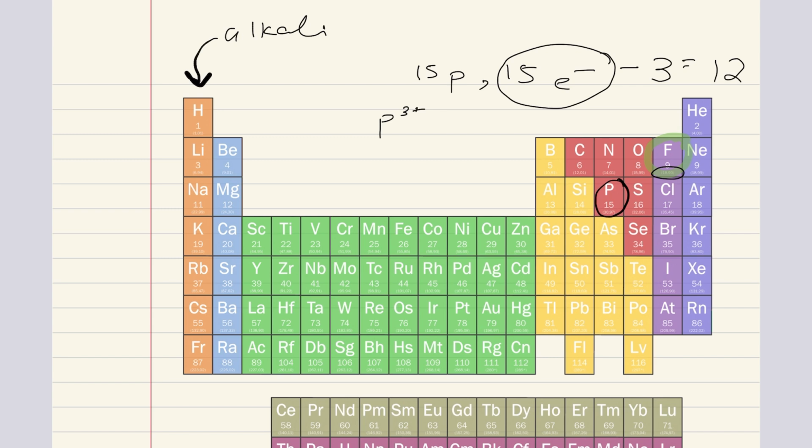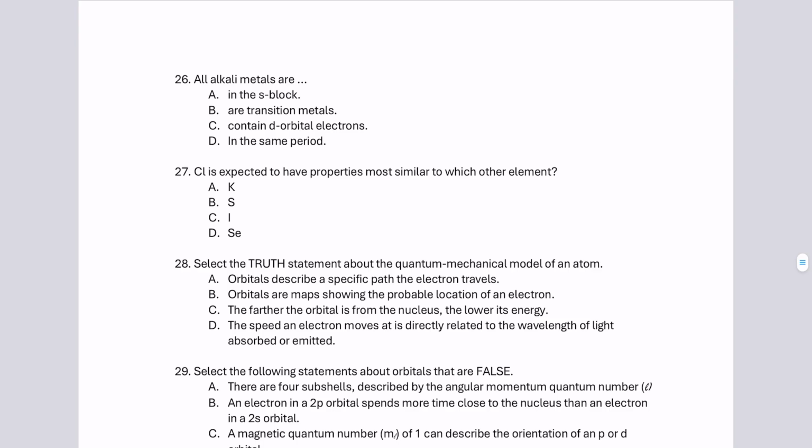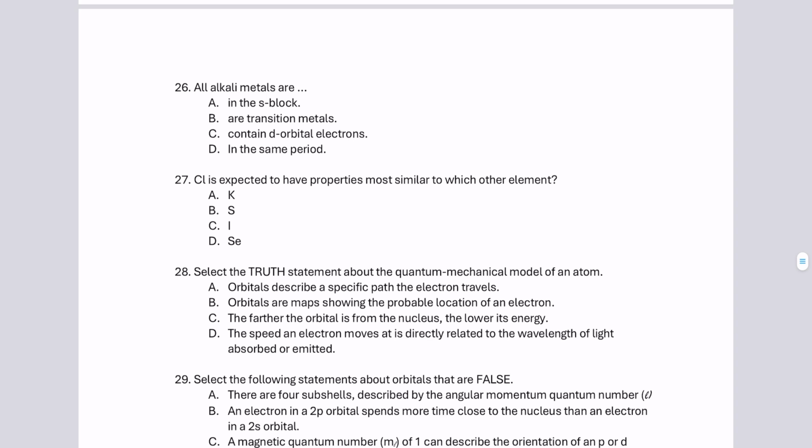So all of these elements are classified as alkali metals. And these elements all have a single valence electron in an s orbital. So that makes them part of the s block in the periodic table. That means that the correct answer for 26 is A.